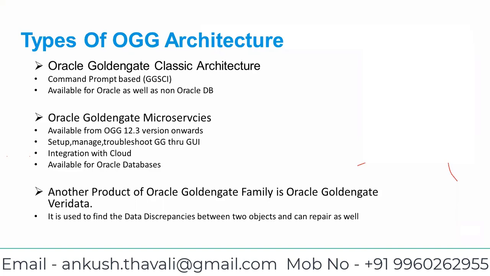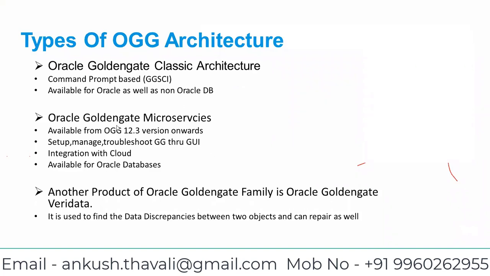Okay. From the 12.3 Golden Gate version onwards, which was launched in August 2017, you have two types of architecture available, classic and microservices. So classic still remains the same. It is GGSCI command prompt based architecture. It allows you to set up, manage, troubleshoot, and configure Golden Gate through the command prompt.